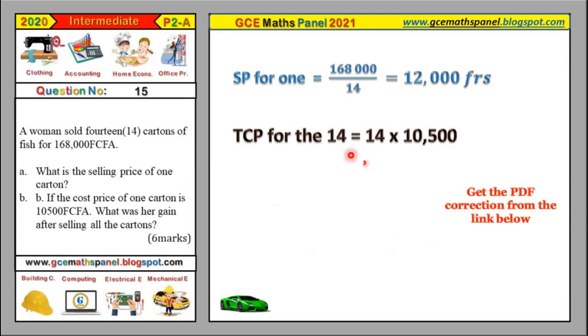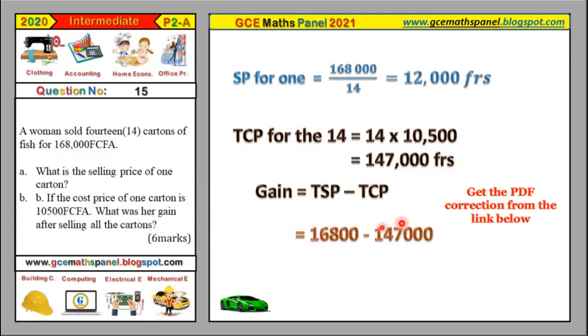So the total cost price for the 14 cartons, because we need to get the gain, will be 14 times 10,500, since one carton costs 10,500. And this gives us a value of 147,000 francs. So how do we get her gain now? Her gain will be given by total selling price minus total cost price. And the total selling price is 168,000 minus 147,000. That gives us 21,000 francs.